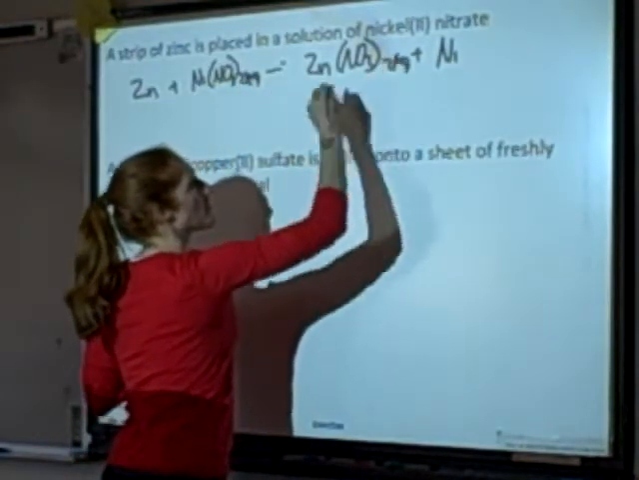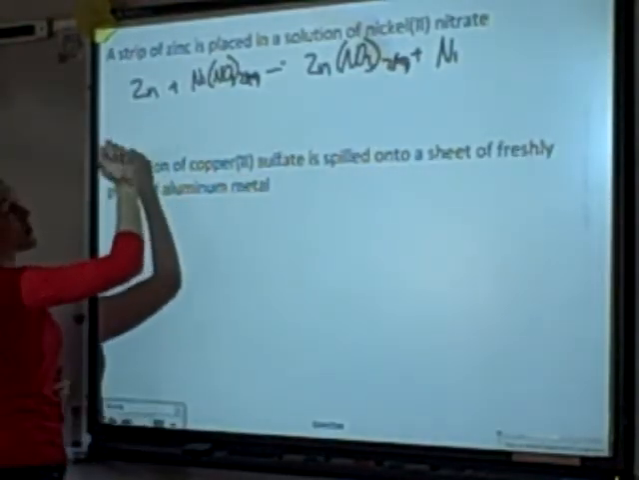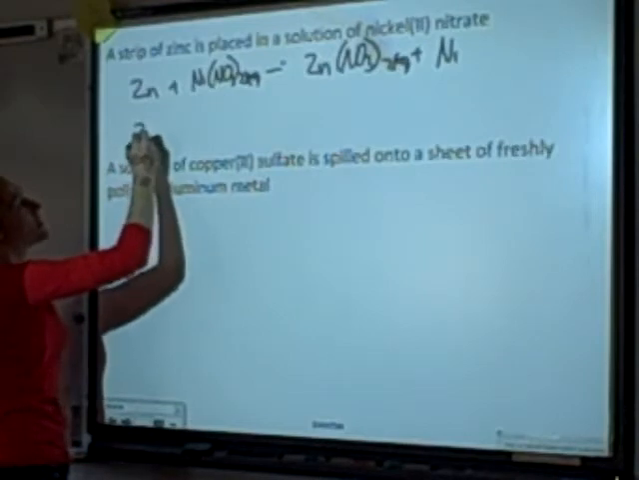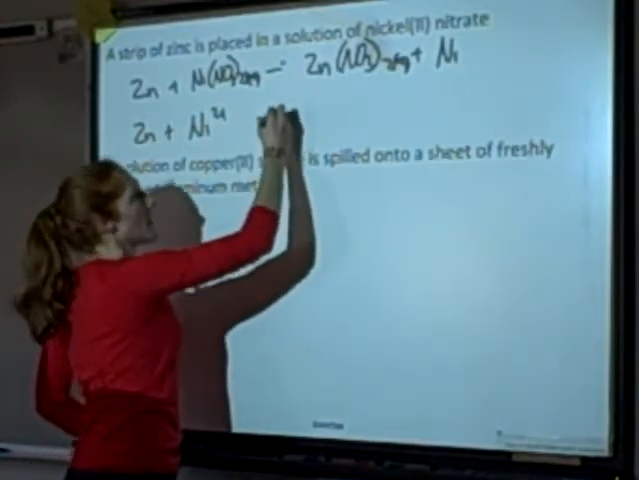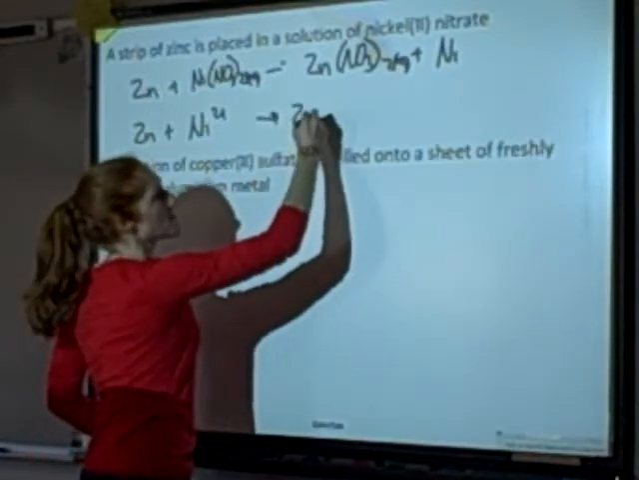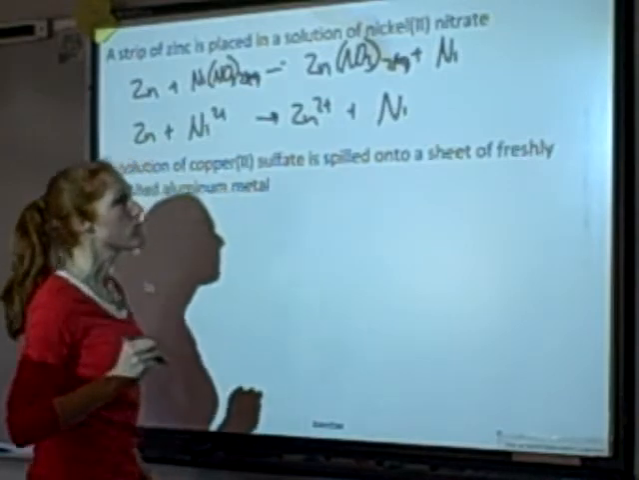That means the entire time nitrate did nothing. So I go ahead and write the spectator ions, or I cross out the spectators, which is nitrate. Zinc was by itself. Nickel was a 2+. It reacted. The zinc was oxidized to zinc 2+, and the nickel was reduced.